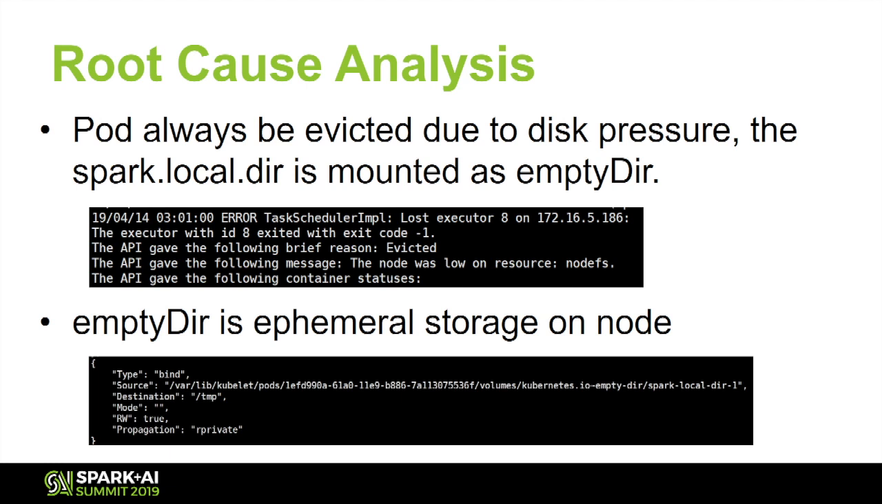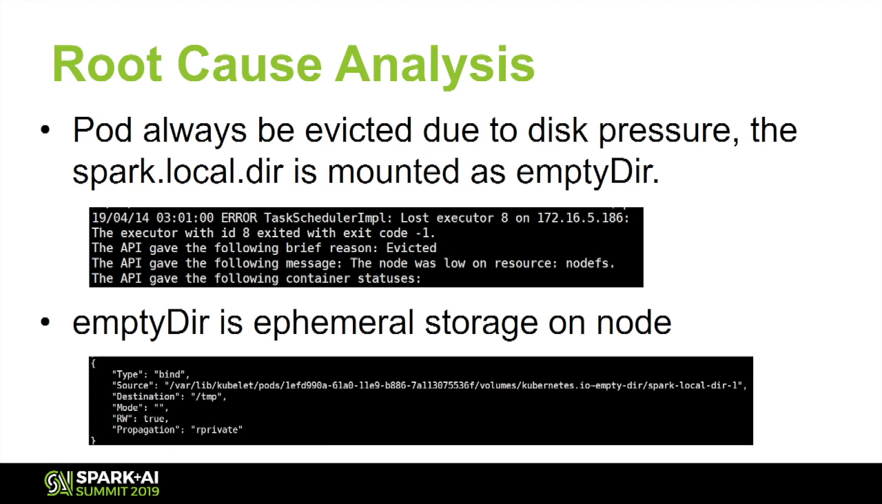And as we know, the Kubernetes workspace is on the root file system, and we only allocated 50 gigabytes for the root file system, so it will always fail due to disk pressure. In the capture below, we can see that the emptyDir was mounted from the Kubernetes workspace.